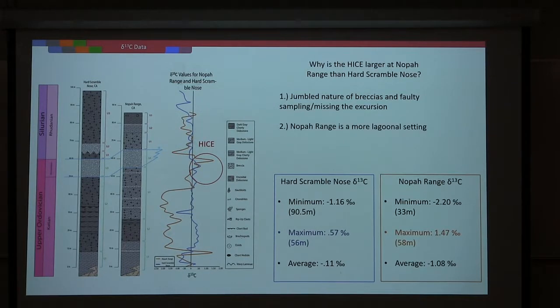And secondly, the Nopah Range is a more lagoonal or shallower water setting. At the Nopah Range, you'll have more productivity and more carbon burial, which will ultimately drive that delta C13 spike upwards.